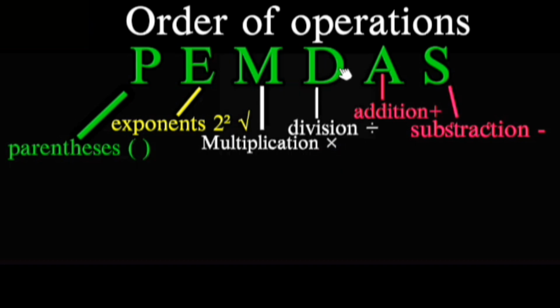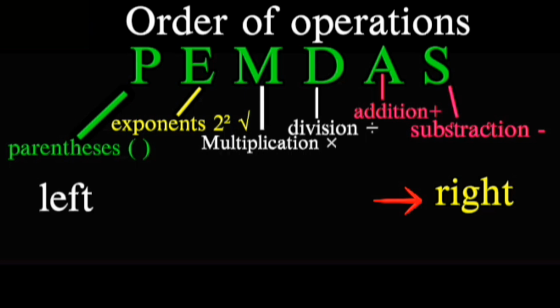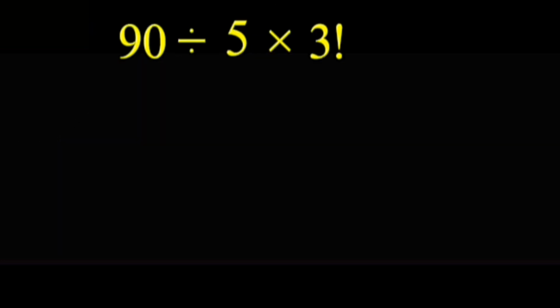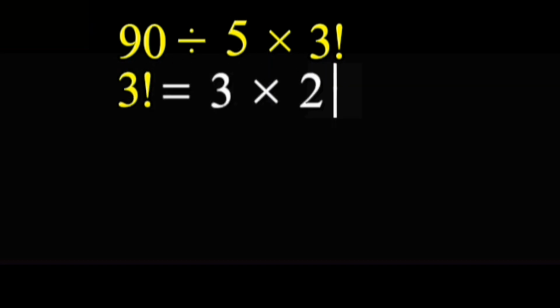In any expression that has both multiplication and division, we move from left to right and perform whichever operation we reach first. Now let's solve the expression correctly. The expression is 90 divided by 5 multiplied by 3 factorial. According to PEMDAS, we first calculate the factorial. 3 factorial means 3 multiplied by 2 multiplied by 1, which equals 6.